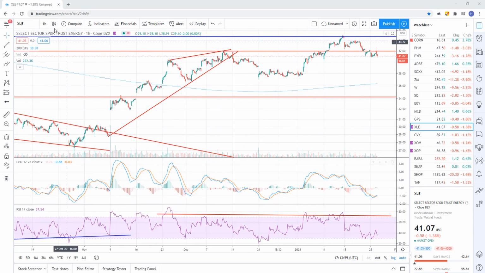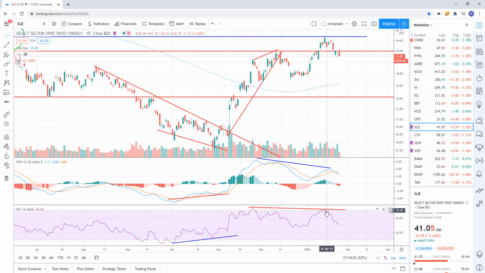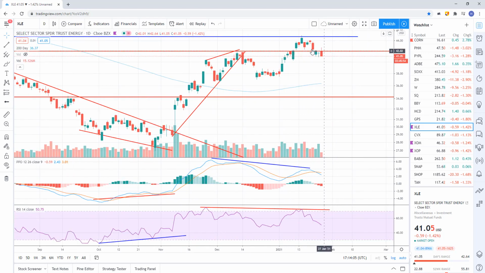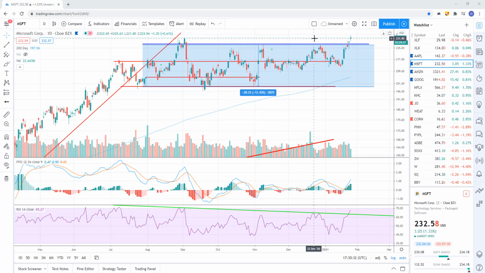Again, looking at the daily on XLE, there's your negative divergence. So this was a divergent high. I told everyone about it, saying I was getting short. And so far, this continues to work. XLE from this high to where it's at now is down about 8% and continues to look like there's more selling to come.